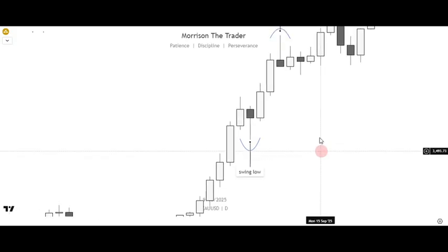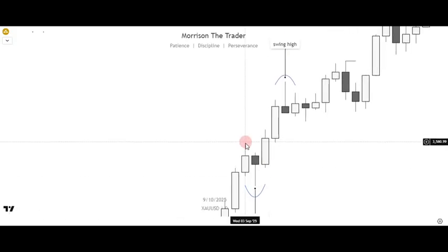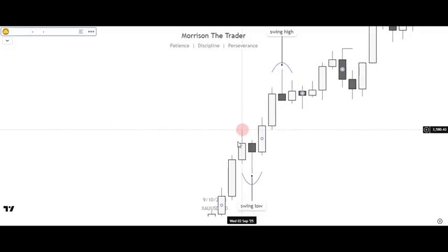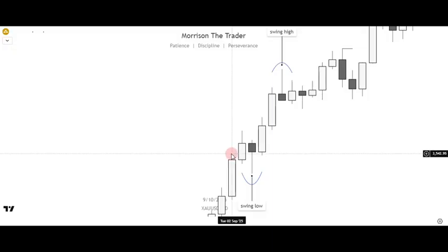Not a swing point. Now let's talk about this. You see, this one is a swing point. Why? Because the left candle beside it has a high that is lower than the high of this candle, and the next candle, the right candle beside it, also has a high lower than the high of this candle. It makes it a swing high.